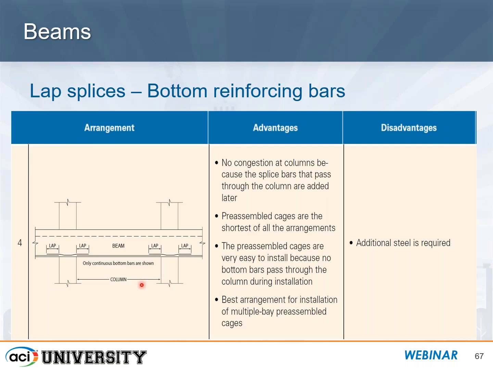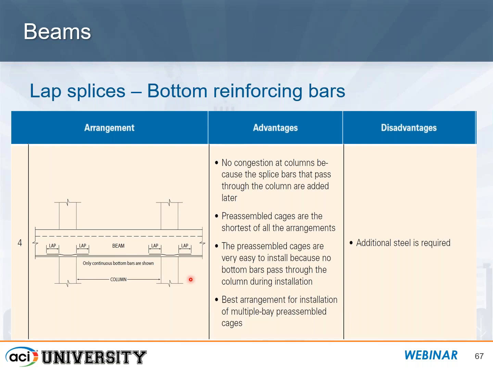The final detail we'll look at now is where you have all straight bars and the main reinforcing bars from your beam do not pass through the joint at all. What we have then is additional reinforcement that gets lap spliced to those bars. So that takes care of any congestion issues that you have. If you have pre-assembled cages, this is by far the easiest to use. So you drop the cages in, then you install these additional bars and tie them down, and you're all done.